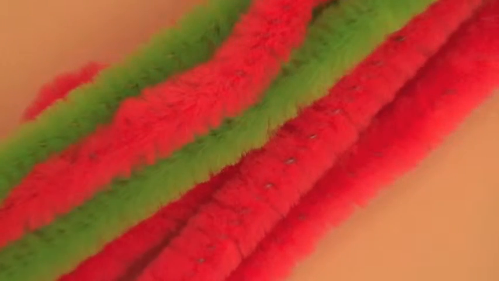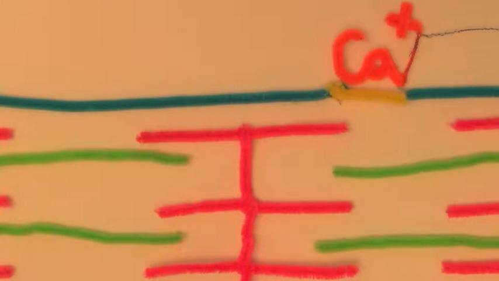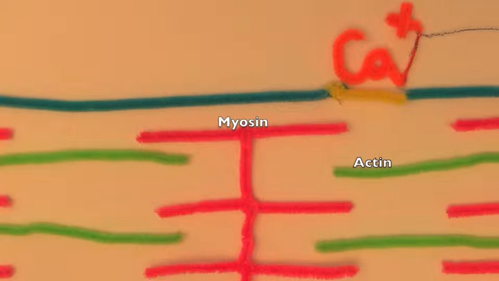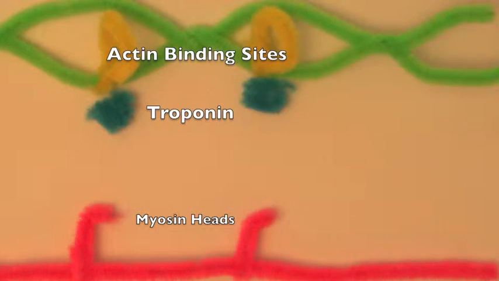Muscles are made of long multinuclear cells called myofilaments, which group together into sarcomeres. These groups of myofilaments are wrapped in a sarcoplasmic reticulum, a thin layer that regulates the entry of calcium ions into the sarcomere. The two types of myofilaments are actin and myosin. Myosin have small finger-like structures that are called myosin heads.